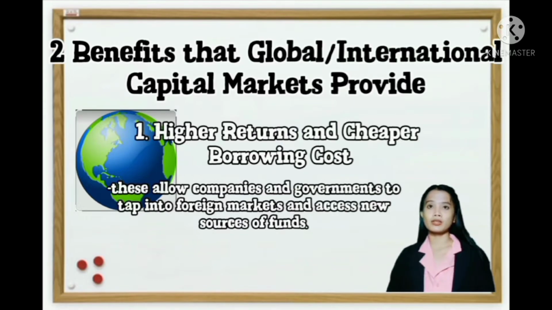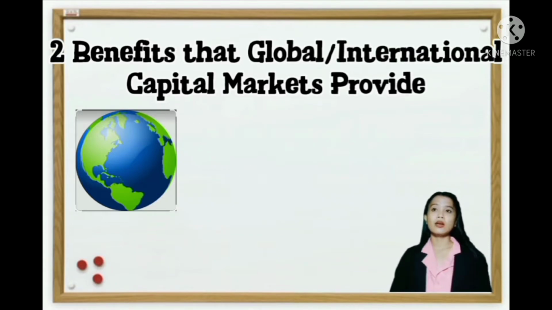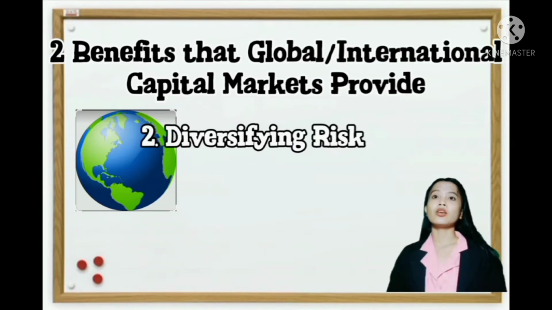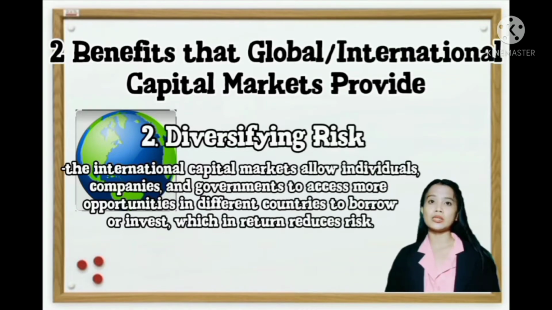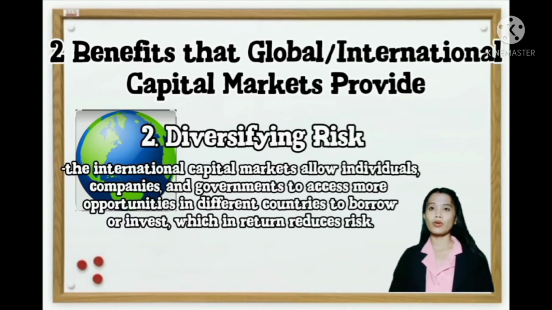Many domestic markets are too small or too costly for companies to borrow in. By using the international capital markets, companies, governments, and even individuals can borrow or invest in other countries for either higher rates of return or lower borrowing costs. Second, diversifying risk. The international capital markets allow individuals, companies, and governments to access more opportunities in different countries to borrow or invest, which in return reduces risk.